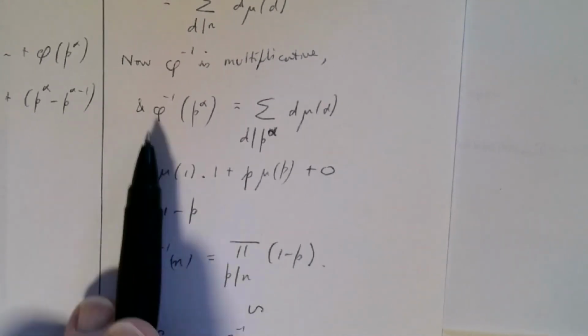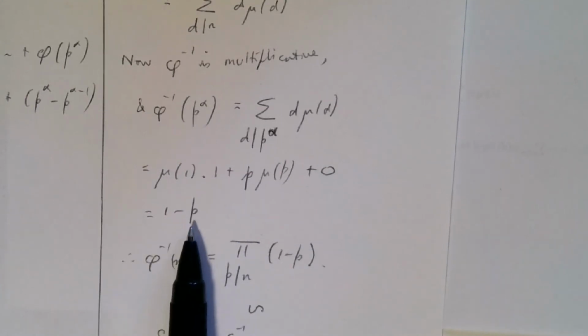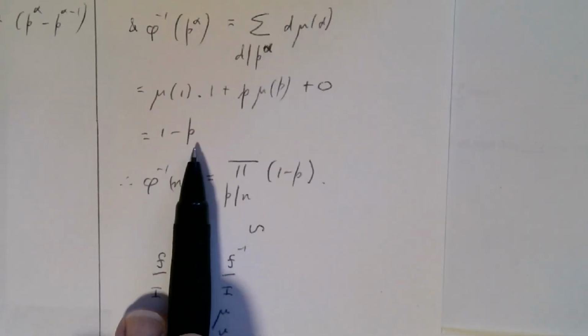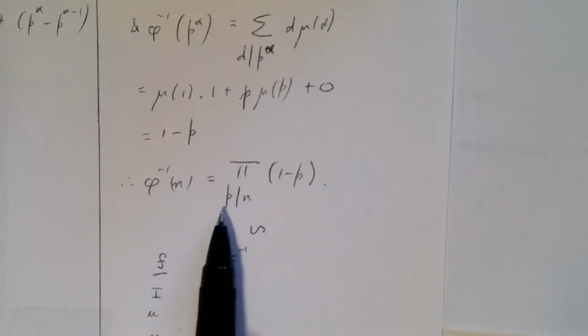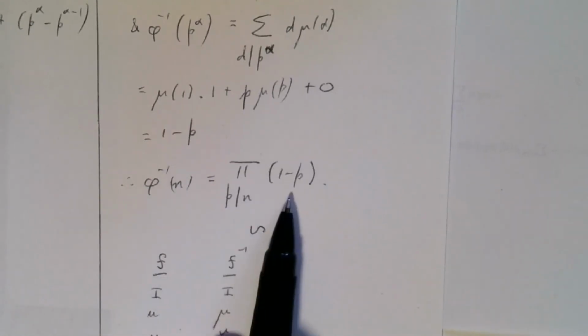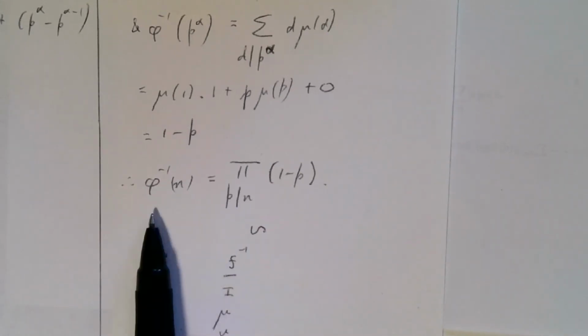So this tells me what phi inverse does to a power of a prime. It sends it to 1 minus that prime, and then I can use the fact that it's multiplicative to say phi inverse of n then is a product over all the primes p dividing n of 1 minus p. And that gives me a very nice little formula for phi inverse of n.